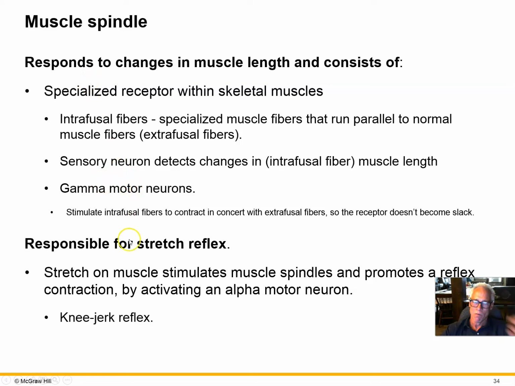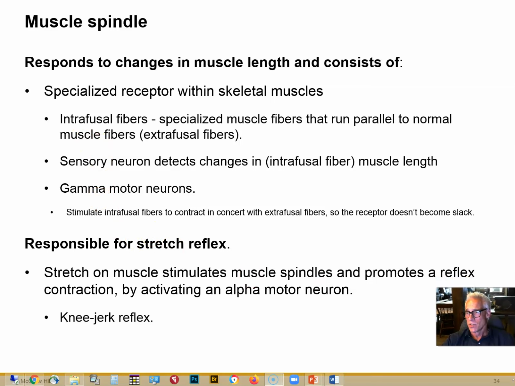The main motor neuron that controls muscle contraction is called an alpha motor neuron. So that's just a specialized part of the muscle spindle to keep it working over a wider range of muscle lengths. But the point is, it detects changes in muscle length. It's actually interesting because it's the receptor that we're activating when we do a muscle stretch reflex. The knee jerk reflex is just one example of a muscle stretch reflex.